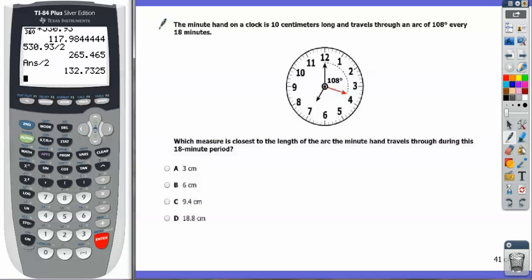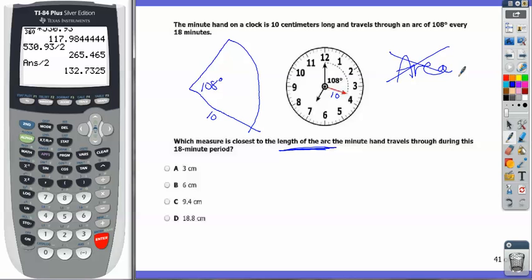Next, the minute hand on a clock is 10 centimeters. Okay, 10 centimeters. And it travels through 108 degrees. So really, it's kind of like the same picture that we had, only this is 108 degrees, and this is 10. So if I want to find the closest to the length of the arc, notice there's one word that's not anywhere here. I don't see the word area anywhere. So I know that I'm dealing with circumference, which is 2 pi r, also found on my formula sheet.